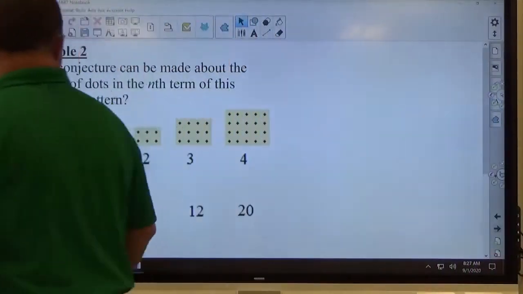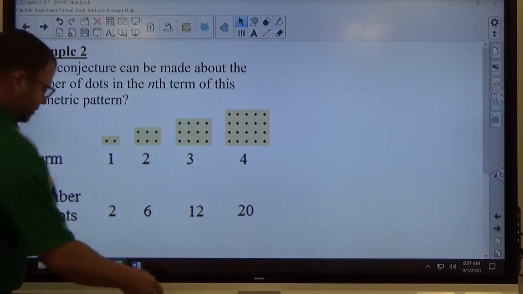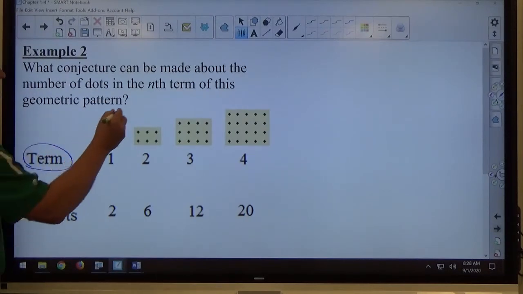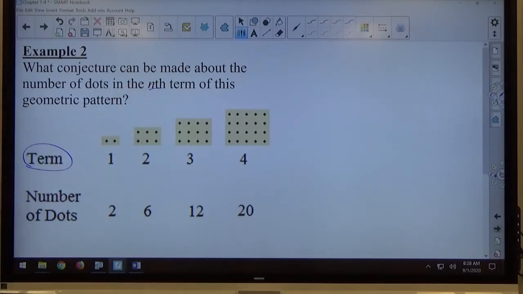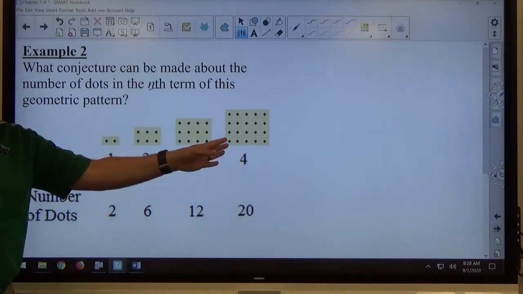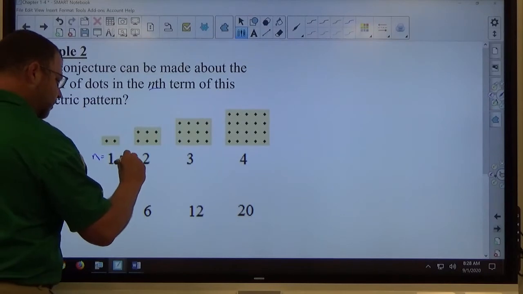For example 2, it says, what conjecture can be made about the number of dots in the nth term of this geometric pattern? So, we're going to establish the term. It says the nth term. So, it wants to have some rule for all the terms, right? Term 1, n equals 1, term 2, n equals 2, term 3, n equals 3, term 4, n equals 4. So, whatever term you're on, that's what n equals.